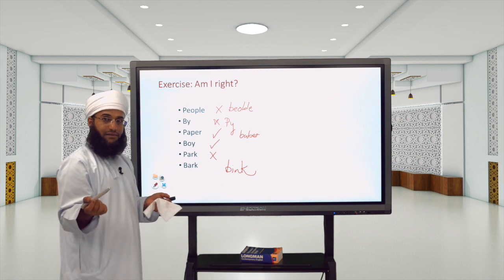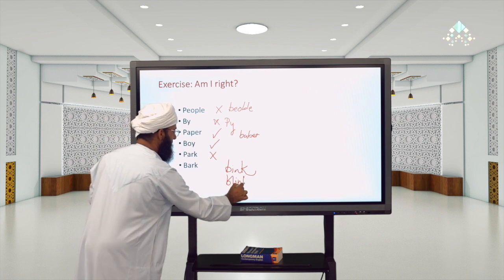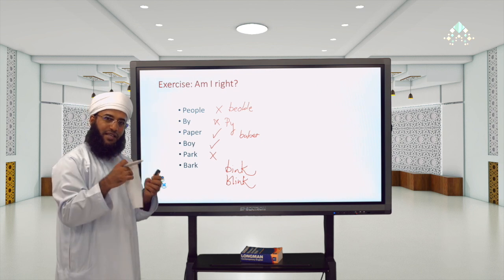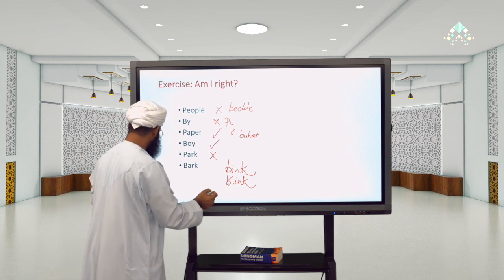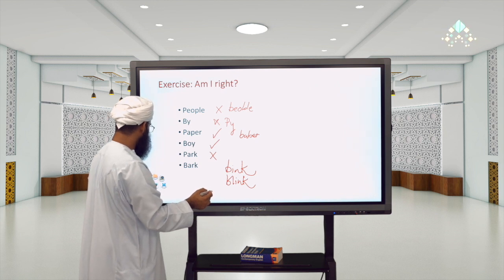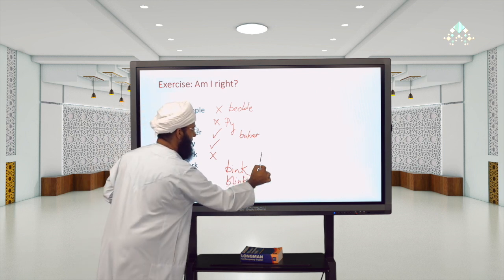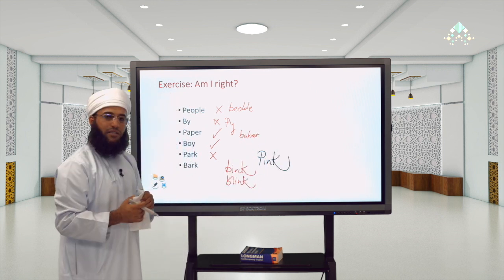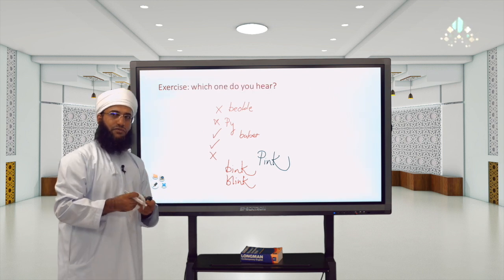Or blink, right? How about pink? This is a pink color. You know pink. Do we have a color here? I'm looking for a color. Pink. I cannot see. Okay, I write it for you. Pink. Right? I think now it's getting clearer and clearer for you.